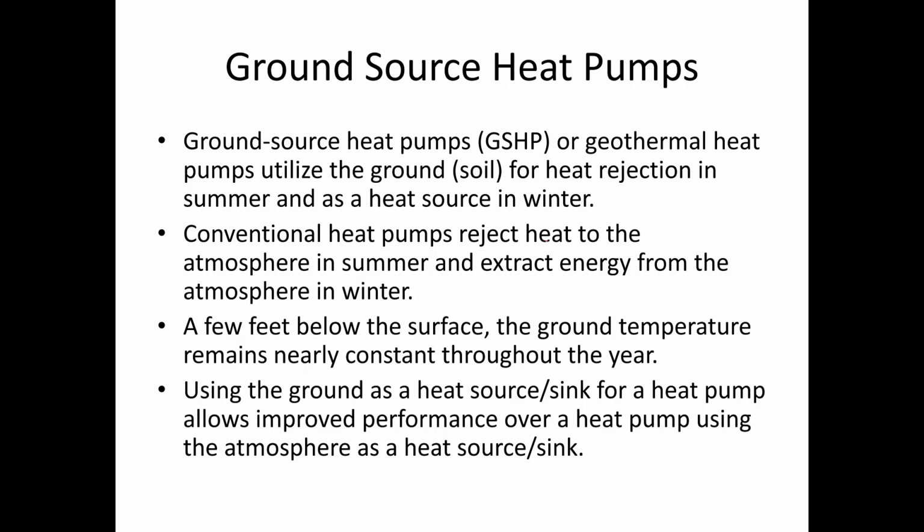Conventional heat pumps reject heat to the atmosphere in the summer and extract energy from the atmosphere in the winter. A few feet below the surface, the ground temperature remains nearly constant throughout the year. Using the ground as a heat source or sink for a heat pump allows improved performance over a heat pump using the atmosphere as a heat source or sink.